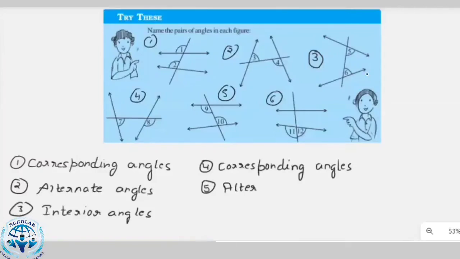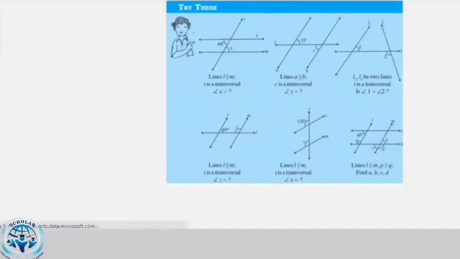In the fourth one, again corresponding angles. In the fifth one, again alternate angles. In the sixth one, this is a linear pair because the angles are adjacent to each other and they are also supplementary. Solving these, try these, will make you expert.